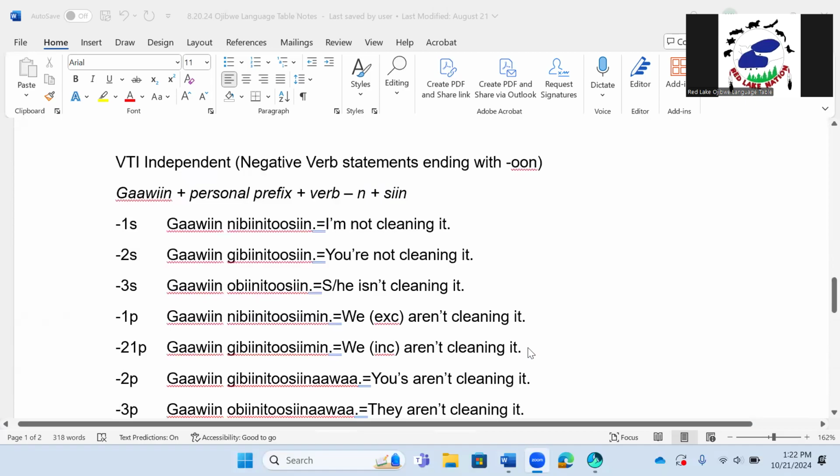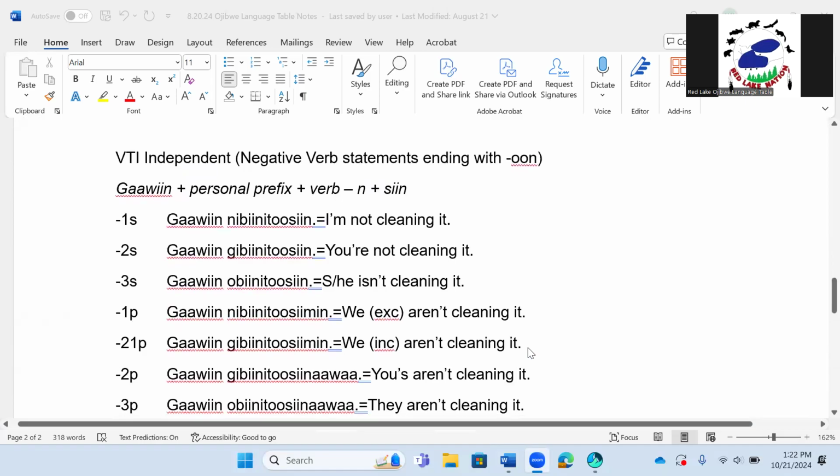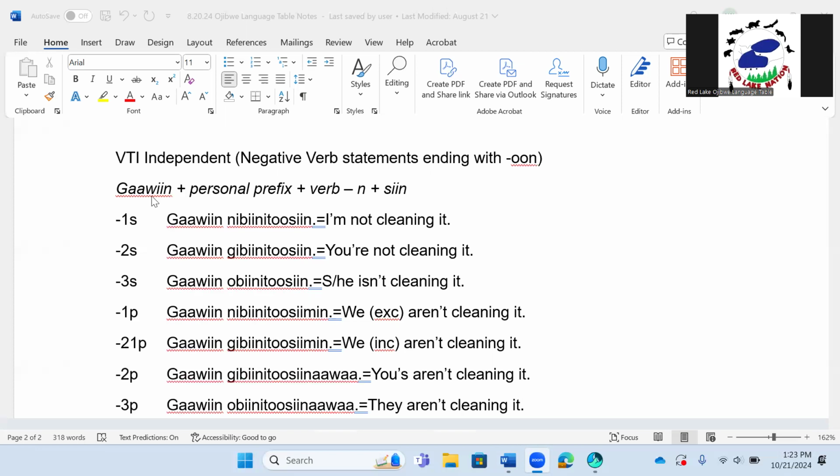All right, carrying on down we go. We have our word ending in un, which is bizhitun. Bizhitun means that the cleaning is happening. Sure, he is cleaning it, or it just means cleaning. And when we put it in independent form and in negative form, we're going to have gawin on the front, our personal prefix ni, gi, or o, plus our verb, which is bizhitun. We drop the n and add sin for these first three.